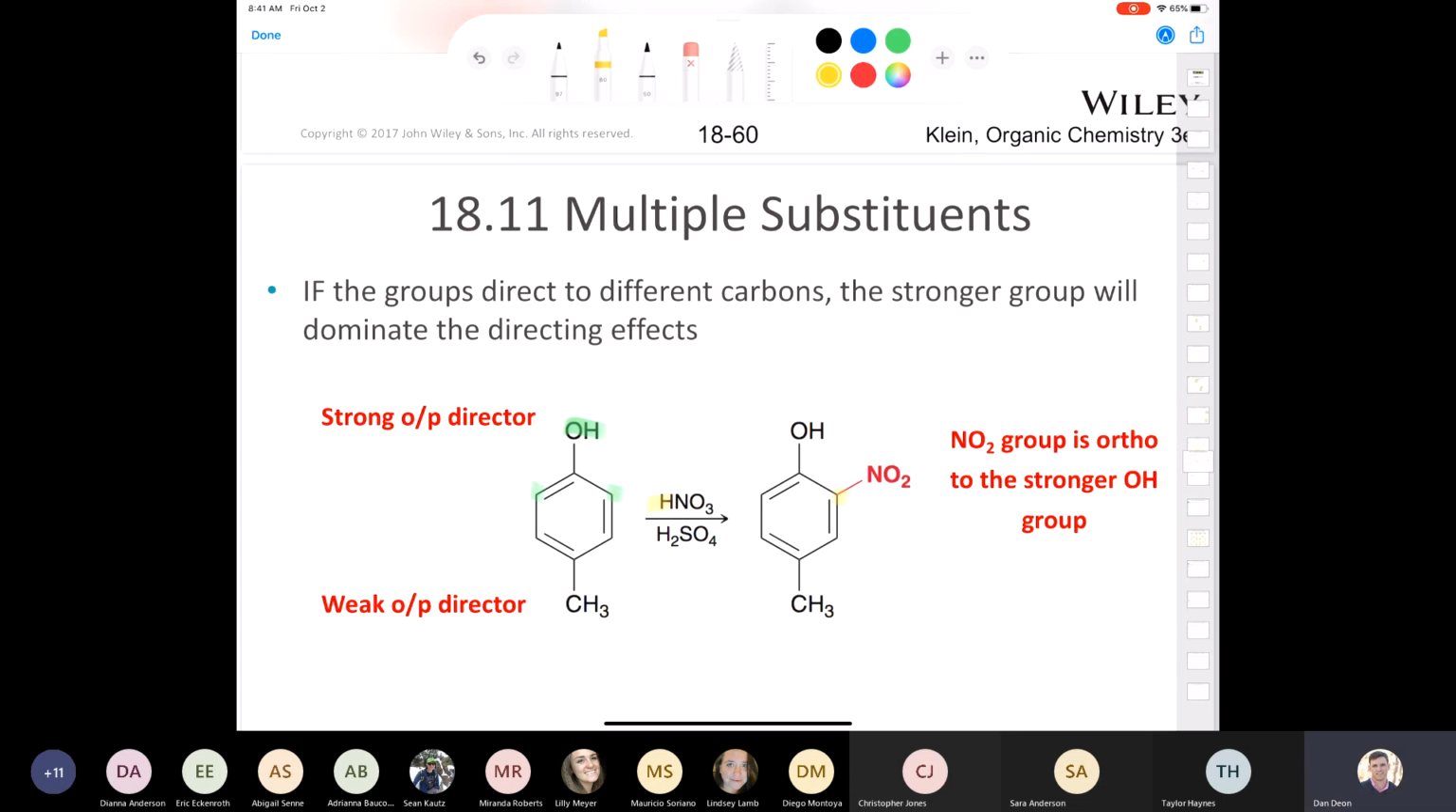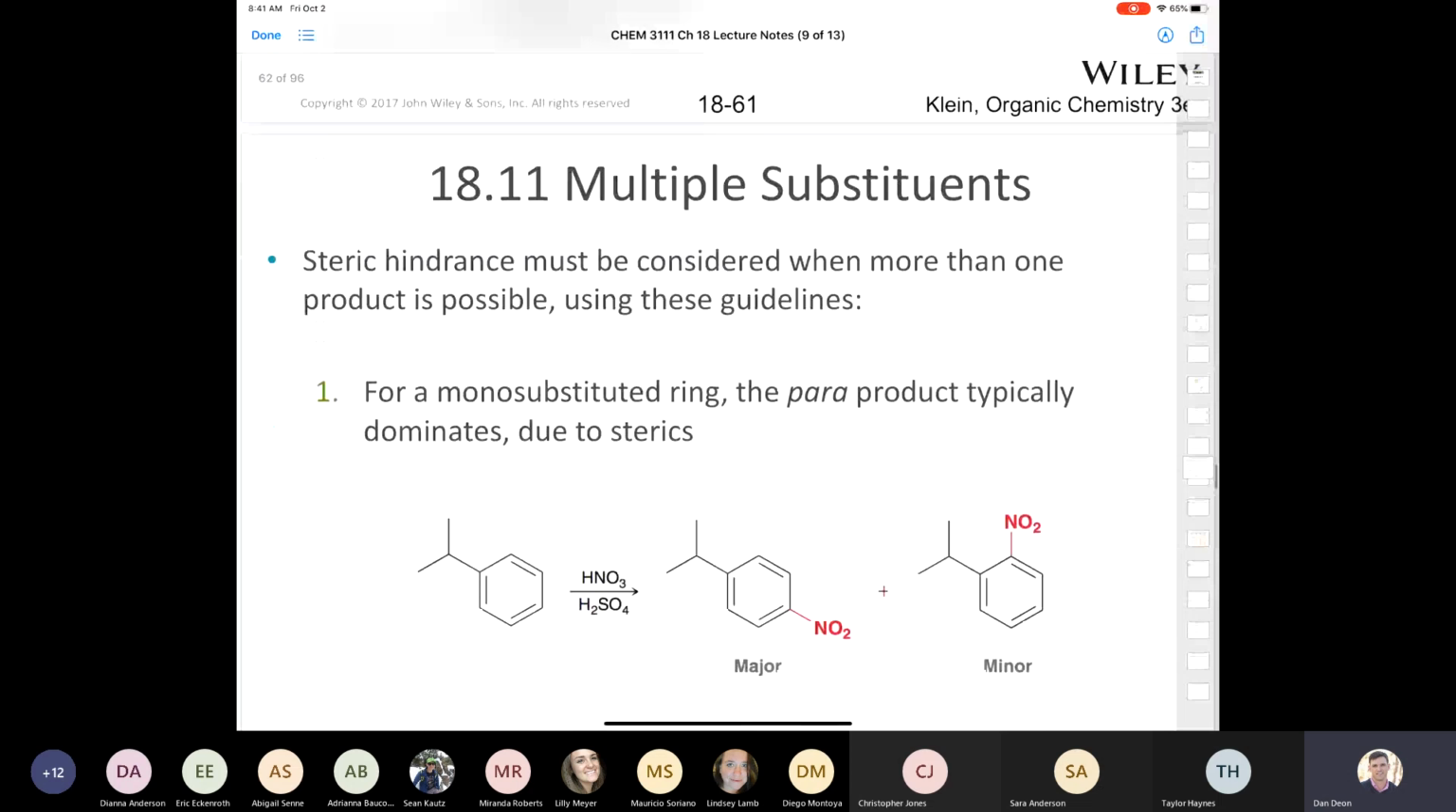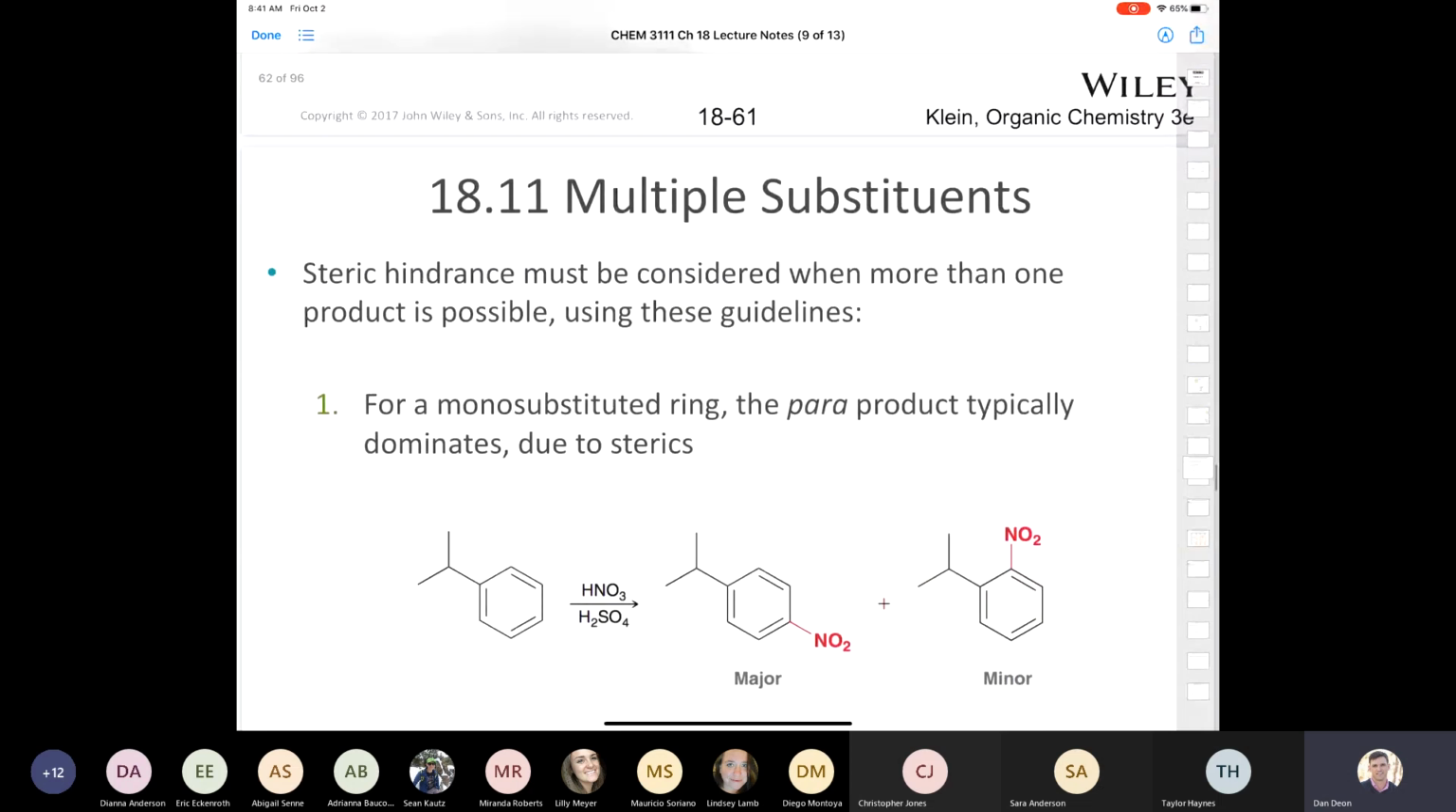Okay, good. All right. Well, let's go on from there. Steric hindrance has to be considered when more than one product is possible, and we're going to use these guidelines. Okay, so here's where it gets a little bit more entertaining. Okay, so we're going to address your question, Mauricio. If they're of equal strength, I'll address it partially right now, Mauricio. There's always going to be some deciding factor that you can make. And if you're wondering, well, if I have two methyl groups, where is it going to go then?